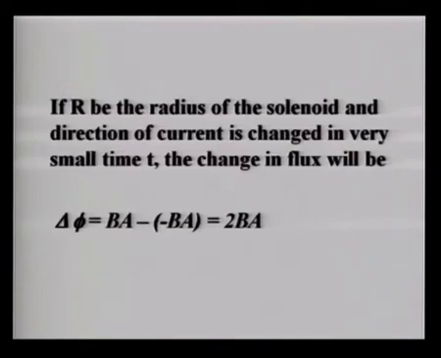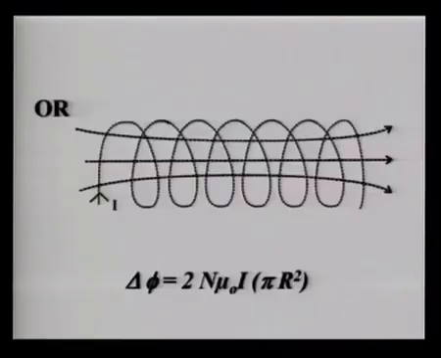If R is the radius of the solenoid and the direction of current is changed in a very small time t, the change in flux will be B into A in one direction minus B into A in the other direction, so it becomes 2 times B into A, or you can say 2 times N times mu naught I, that is the magnetic field, and A is pi r square, that is the area. So this is the change in magnetic flux.